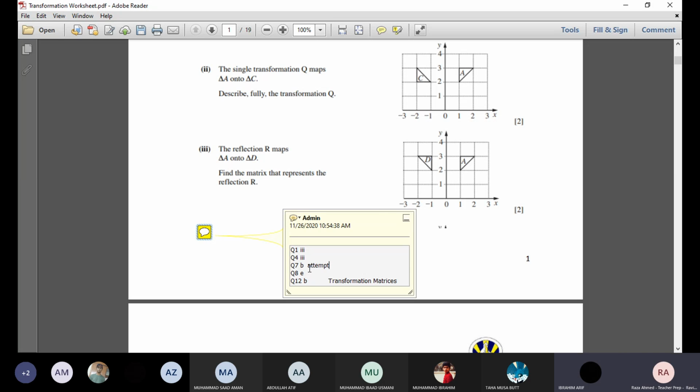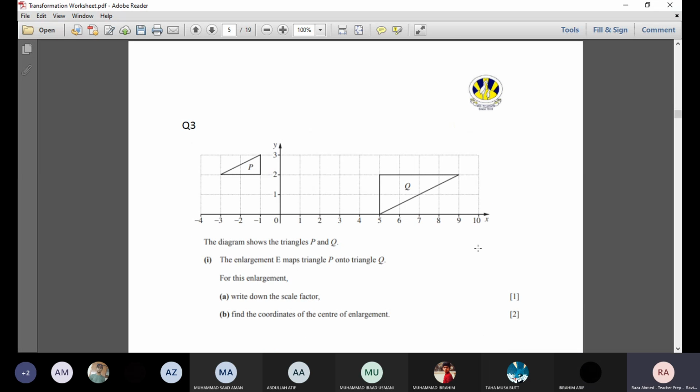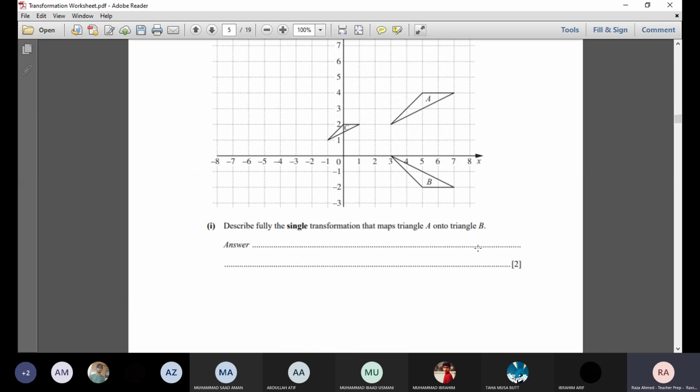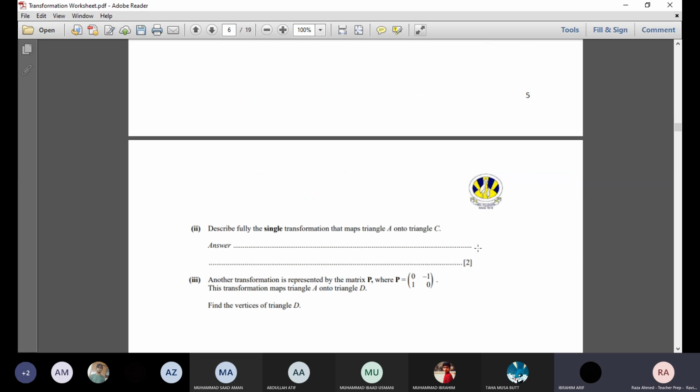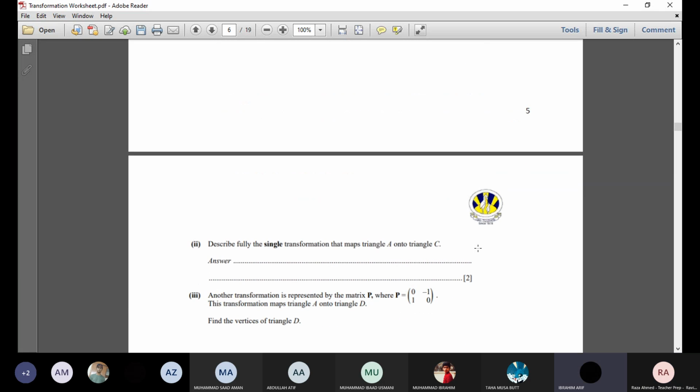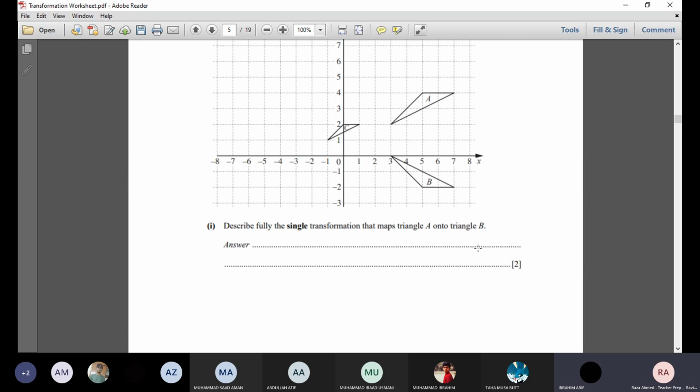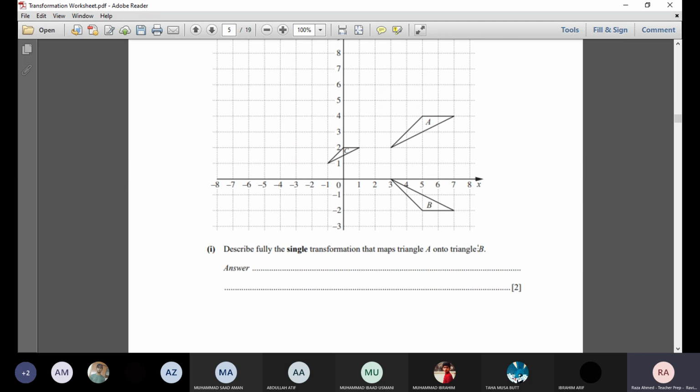Sir, question number 4 में issue है. Sure, let's move to that. 4 का part B2 ये वाला. Maps triangle A onto C. A onto C. Fair enough. You want me to explain it on the whiteboard? इसे वैसे ही बता दें. Centered जो है वो निकल रहा है -5 स्केल कैसे निकालेंगे?